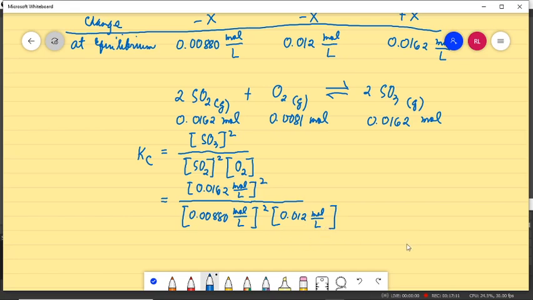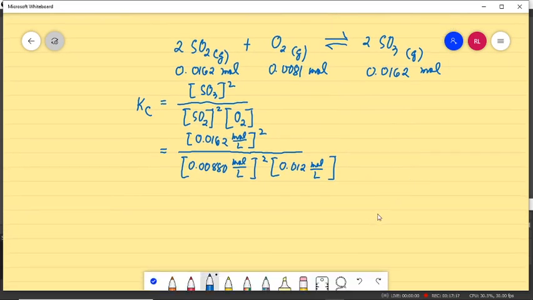Then use your calculator. Don't forget to square the quantities, and then you have here 282 liter per mole. So this is the value of the equilibrium constant at what temperature? Is the temperature specified for this problem? At 1000 Kelvin.